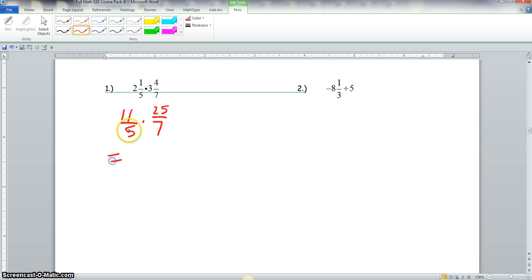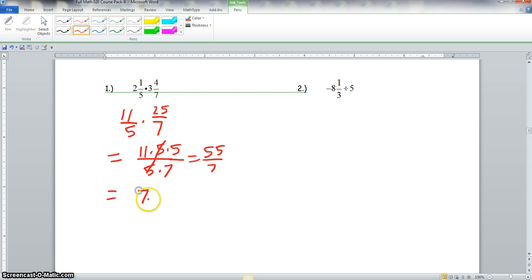Now we multiply. We could do the prime factorization. We know 11 is prime, and the prime factorization of 25 is 5 and 5. And our denominator, 5 is already prime, and 7 is prime. We have one set of 5s that simplify out, and that leaves us 55 over 7. Now we need to change this back to a mixed number.